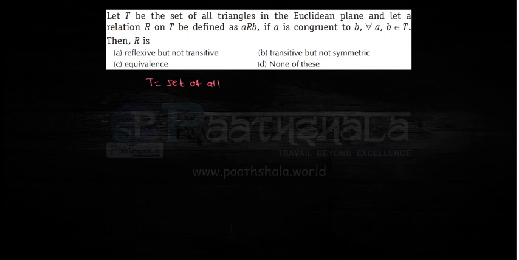We are given that T is the set of all triangles in the Euclidean plane, and a relation R on T is defined as A related to B if A is congruent to B, for all A, B belongs to T.